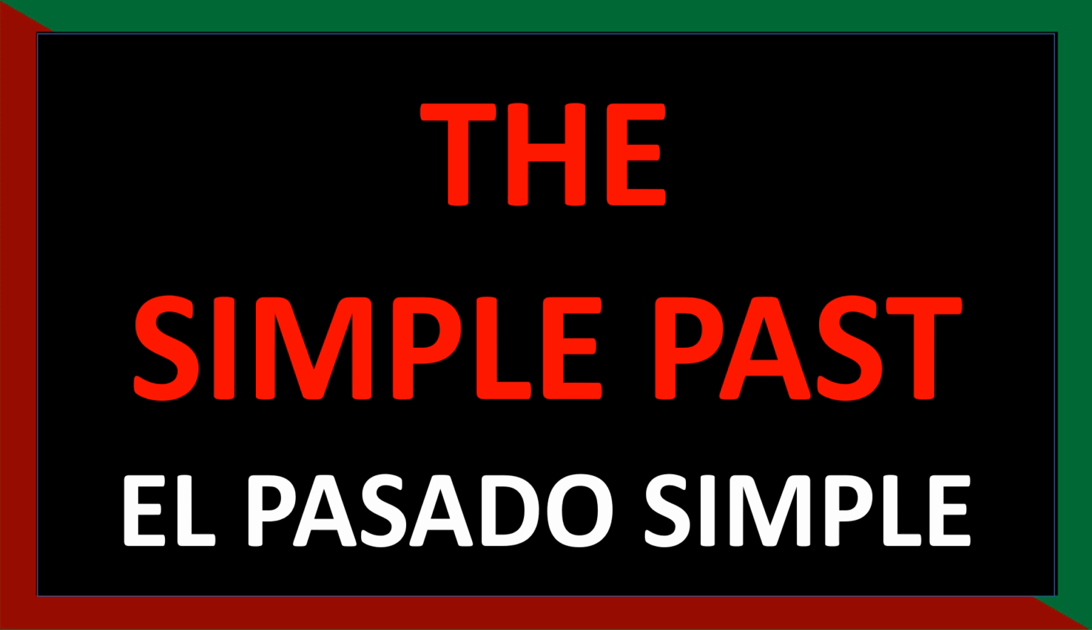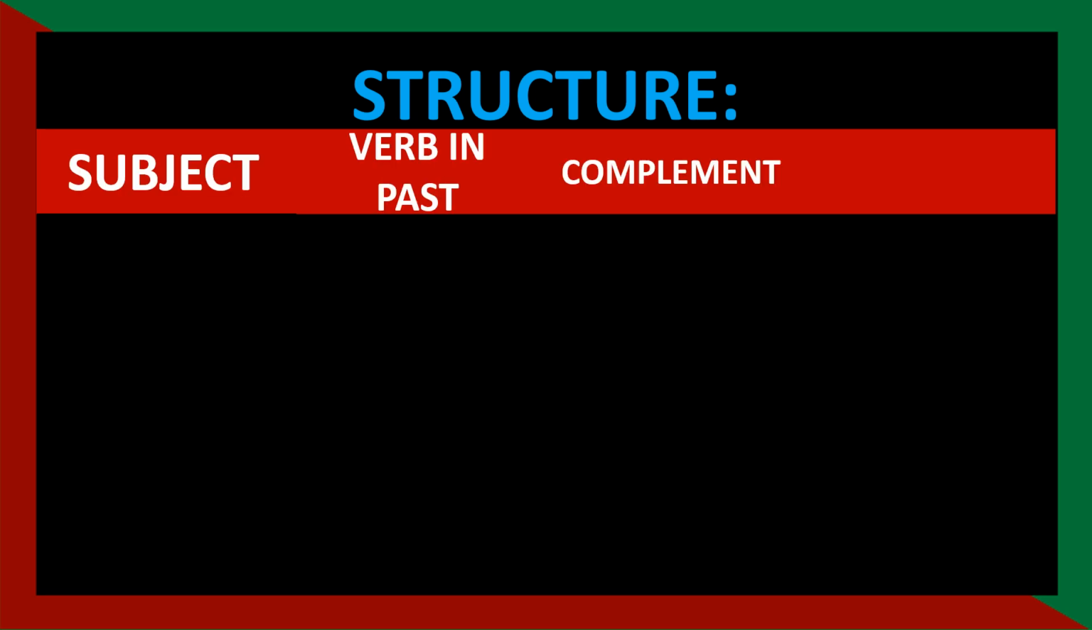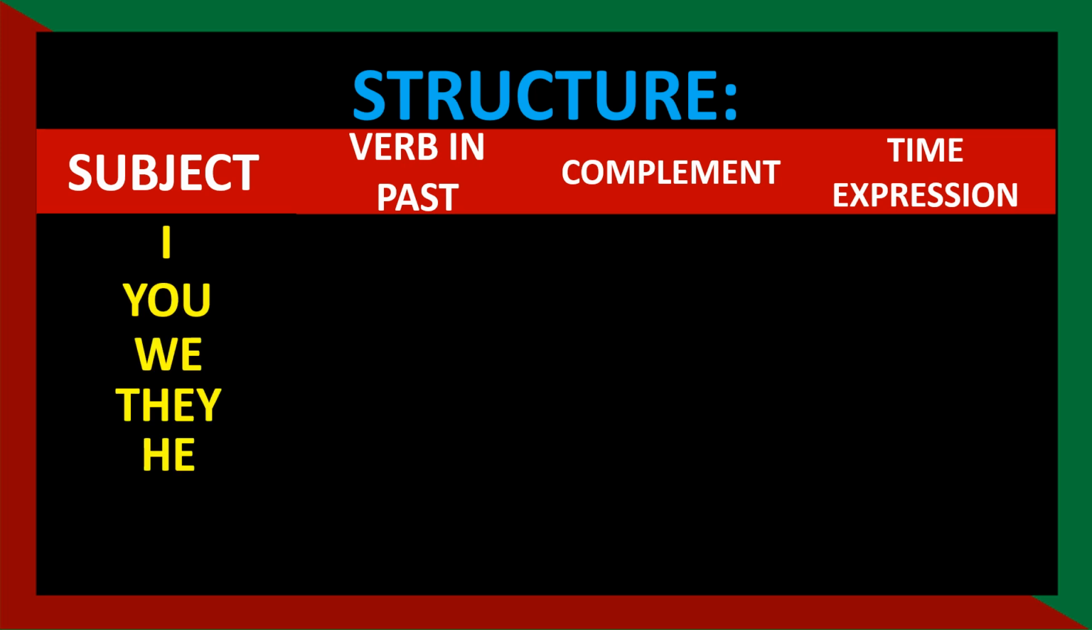The simple past. Structure. Subject, verb in past, complement, time expression. This is the structure for simple past. We have the subjects I, you, we, they, he, she, it.